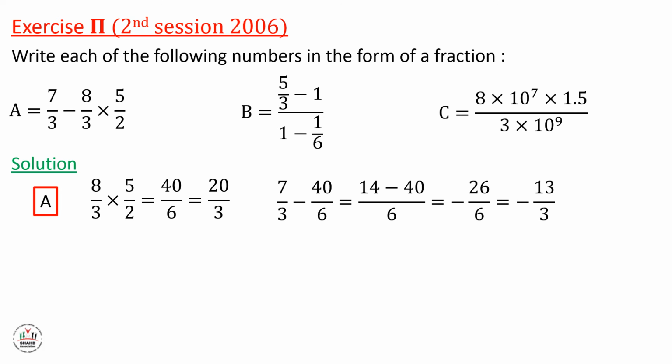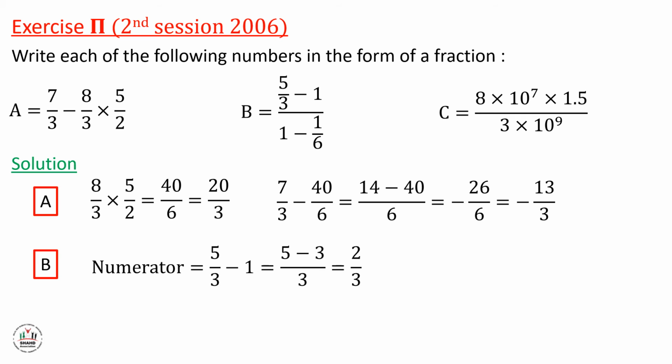So 7 over 3 minus 40 over 6, we can take 6 as a common denominator. So 6 divided by 3 is equal to 2 times 7 is equal to 14. 6 divided by 6 is equal to 1 times 40 is equal to 40. So 14 minus 40 is equal to minus 26. And the result will be equal to minus 13 over 3.